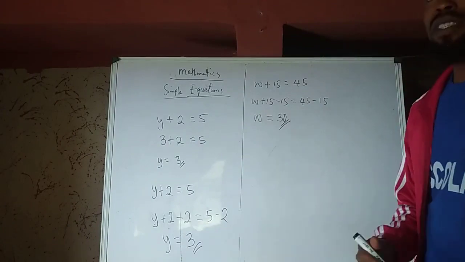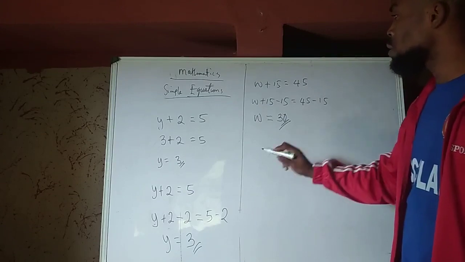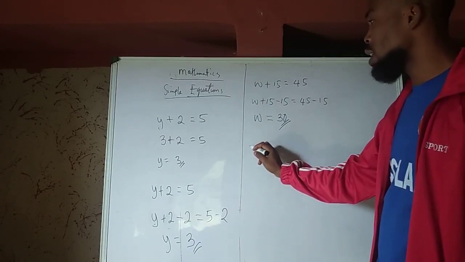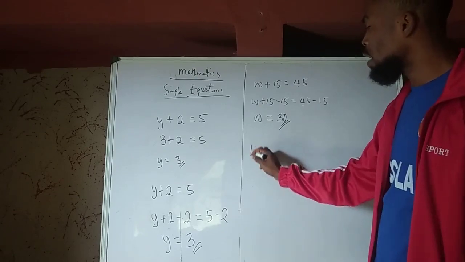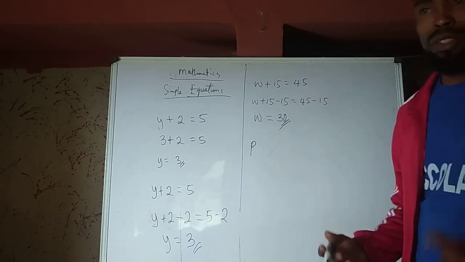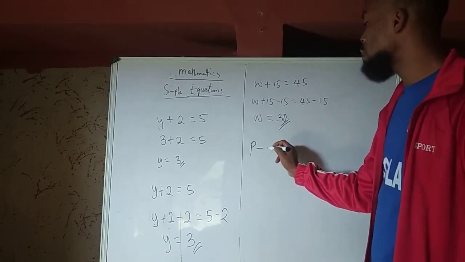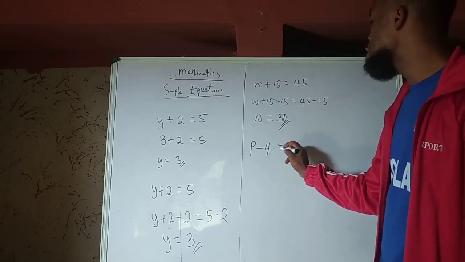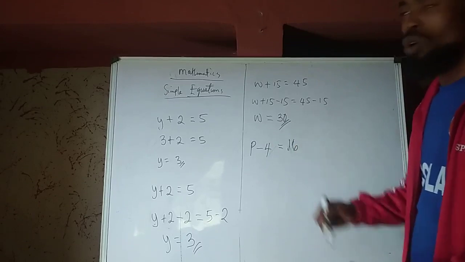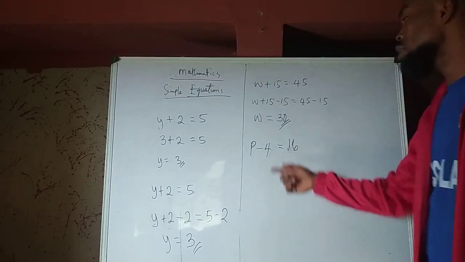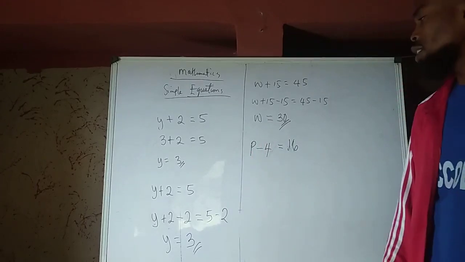Now having said that, let's also look at another form of an equation. I want to avoid using just one letter every time. Let's say we have p minus 4 equals 16. So the question is now, how do we get p to stand alone?